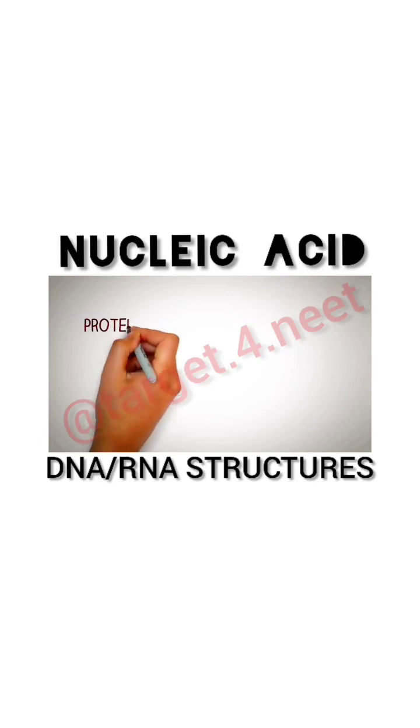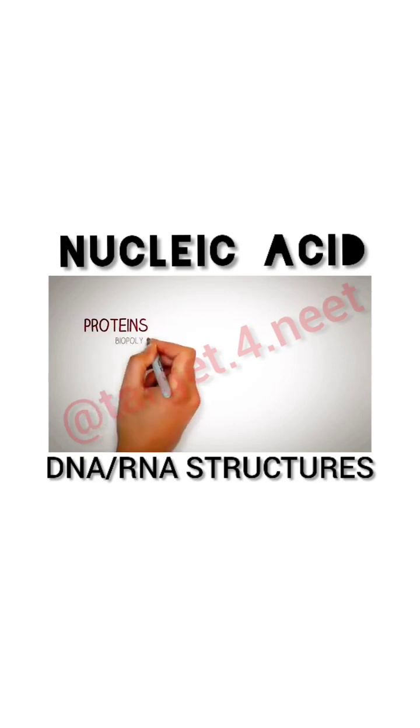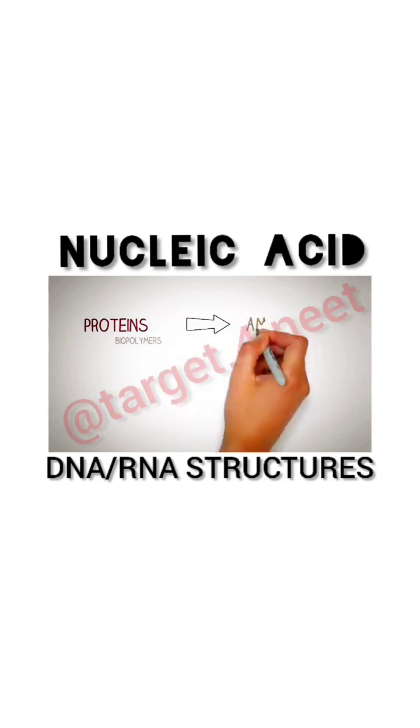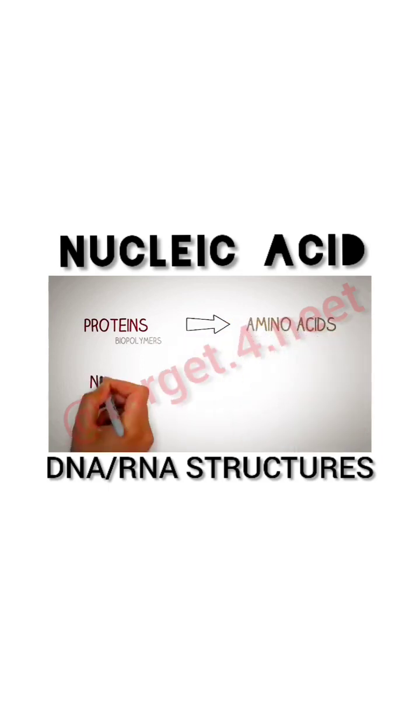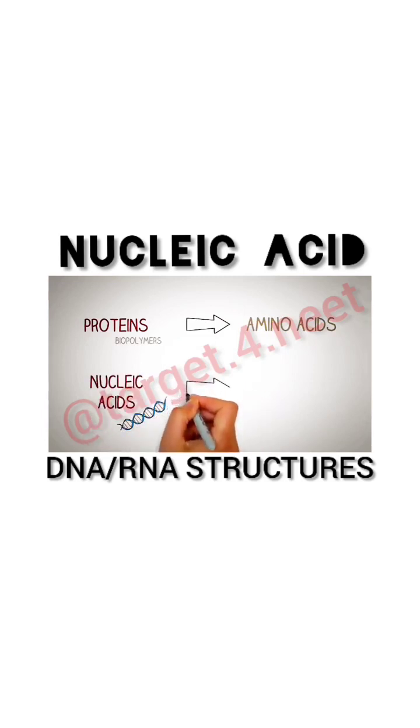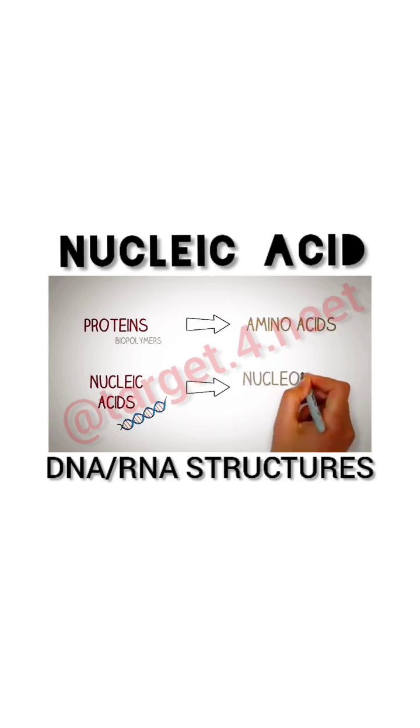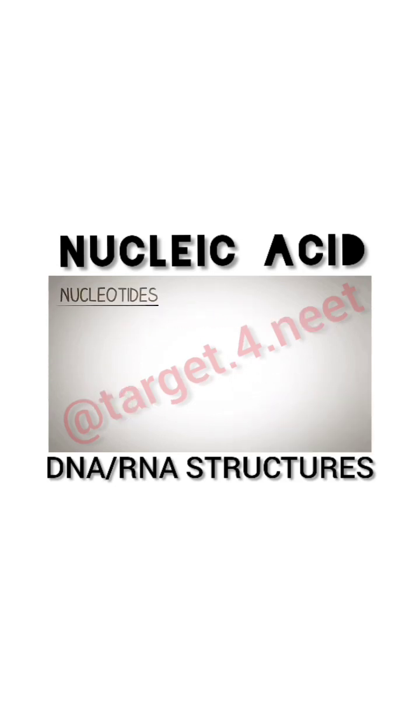Now take this example. We have many different types of biopolymers in our body. One of them is the proteins, and most of you know that proteins are made up of repeated units called amino acids. Similarly, nucleic acids are also important biopolymers in our body, which are made up of repeated units known as nucleotides. So the next important thing is to understand the basic structure of a nucleotide, which will help us to understand the structure of nucleic acids in detail.